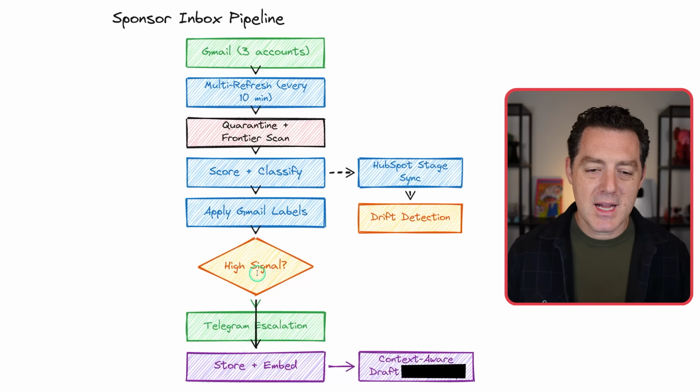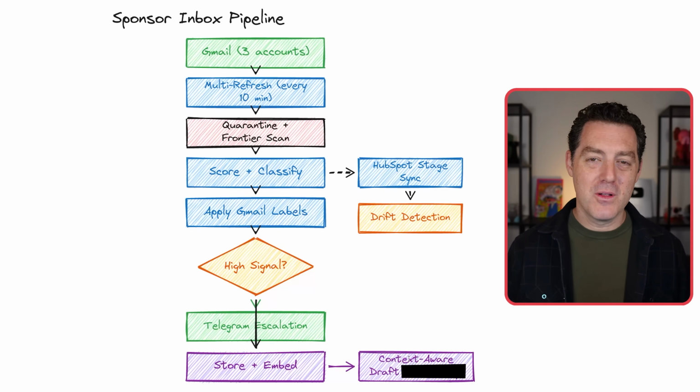Then we look if it's high signal. We escalate to Telegram. We store and embed the email locally. Then we write a draft that is context aware. It is so useful. And I did this progressively. I didn't create this in one go. I've slowly given it more and more authority, more and more permission to be automated from end to end. And there's still so much more to do.